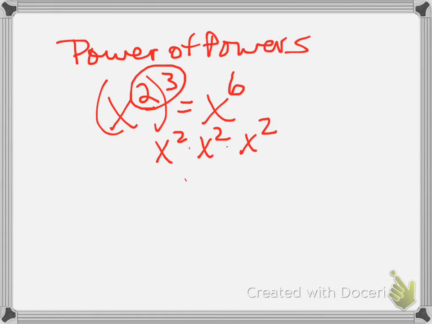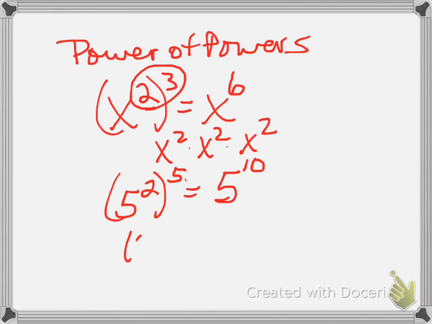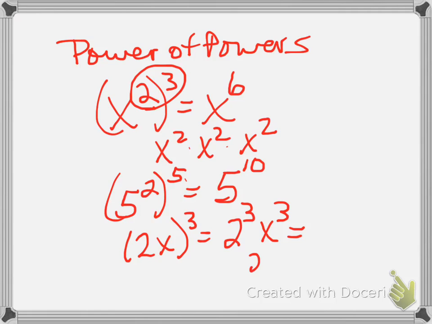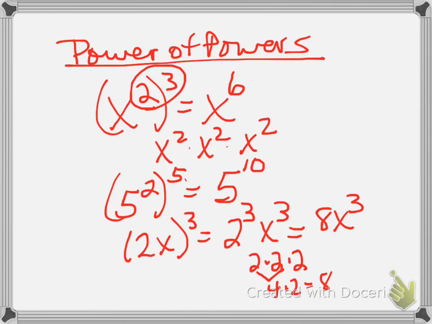So what if we had a number, let's say 5 squared, and let's take that to the 5th. So it would be 5 to the 10th power. Or if we had 2x and we're going to cube it, that makes 2 to the 3rd and x to the 3rd. And 2 to the 3rd, 2 times 2 times 2. 2 times 2 is 4, times 2 is 8. So it would be 8x to the 3rd. A power on a power means that you multiply the exponents of the variable. Everything inside the parentheses must go to that exponent.